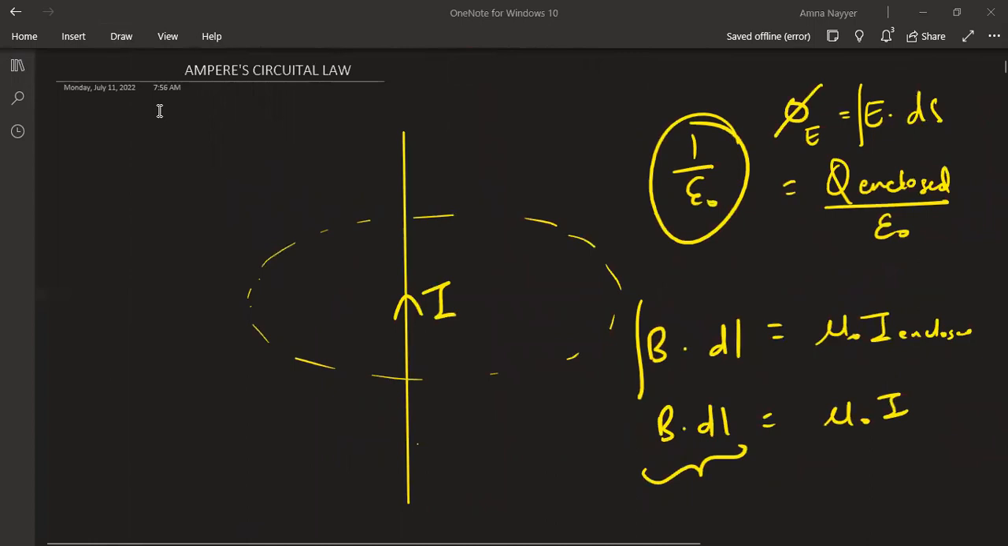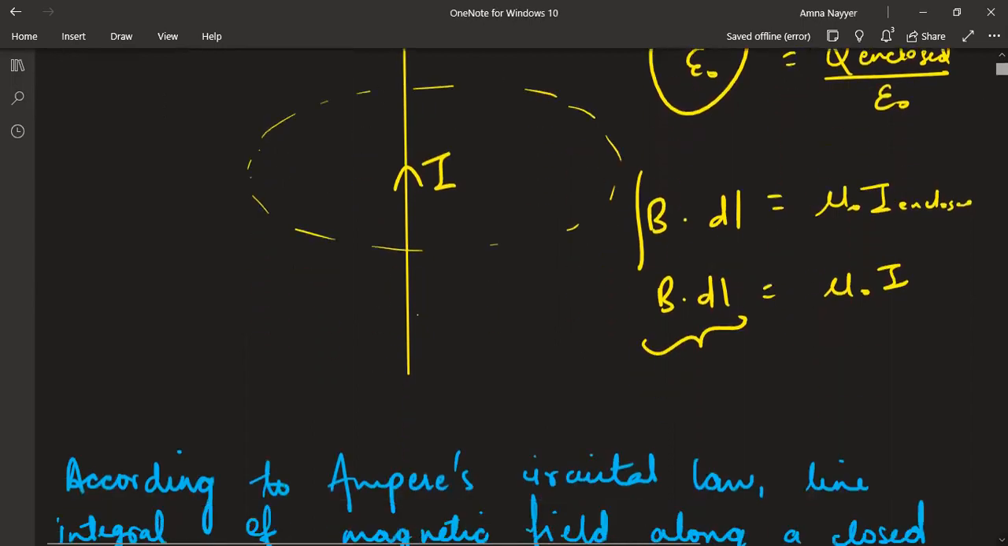Okay, now coming to Ampere's circuital law. So a very easy topic. Ampere's circuital law basically states that, the way you had Gauss theorem, which said 1 by epsilon naught times the charge enclosed is your total electric flux, it says that the line integral of magnetic field, means integration of B dot dl, is equal to mu naught times the current that is enclosed.